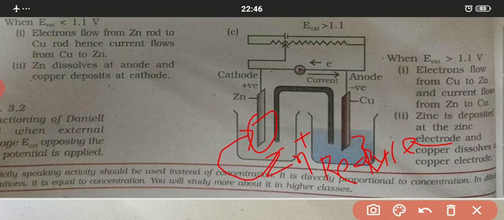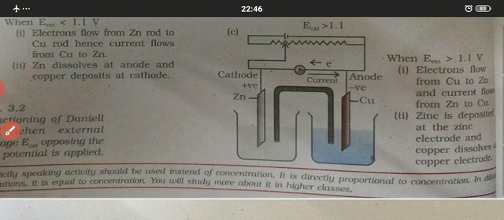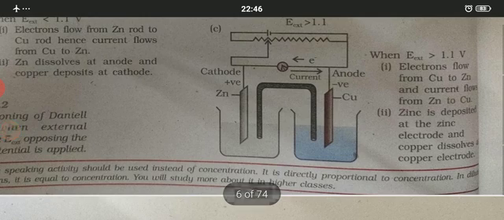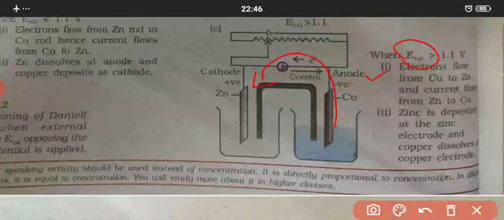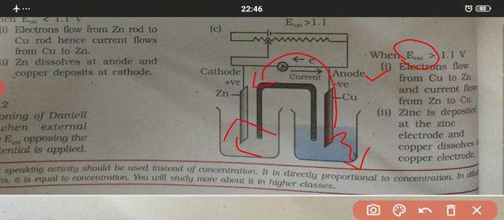So the conclusion is: when the external voltage is higher than 1.1 volt, we get electron flow from copper to zinc, and at the same time zinc is deposited at the zinc electrode and copper dissolves, which means the amount of copper electrode is reduced. So remember these things.